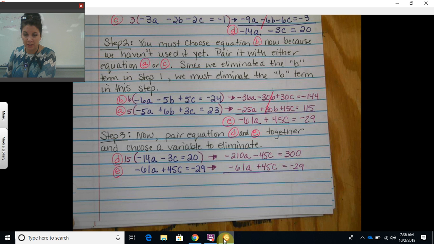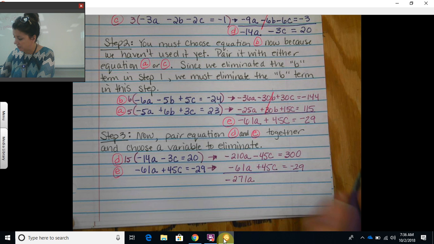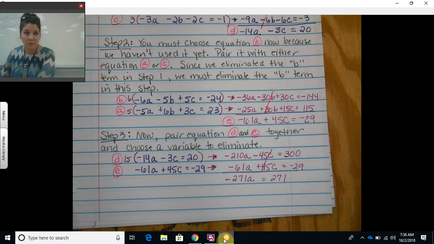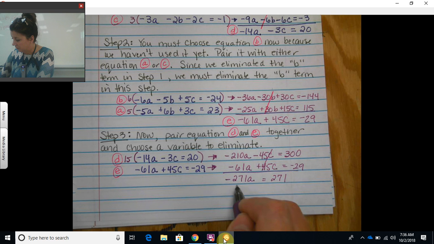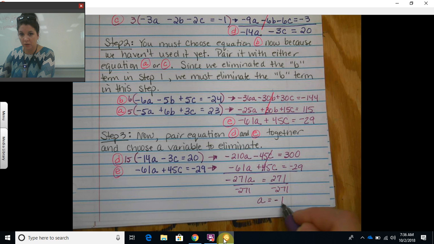Negative 210a minus 61a is negative 271a. Negative 45c and positive 45c cancel. And 300 minus 29 is positive 271. So now we have one variable a. We can finally solve for that variable. Divide both sides by negative 271. And a equals negative 1.